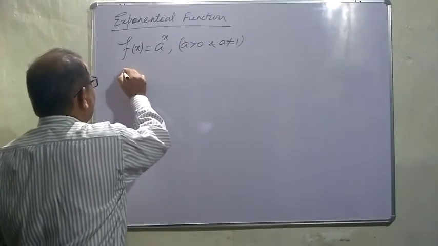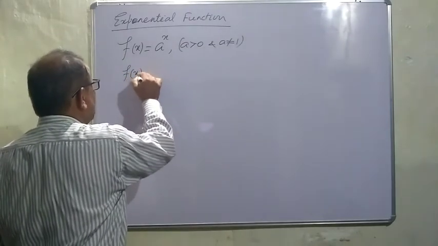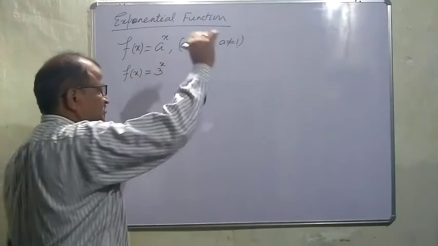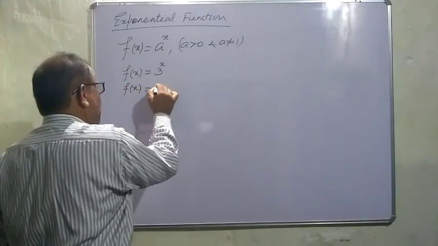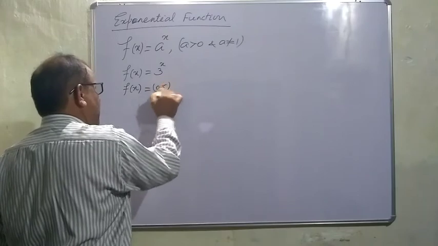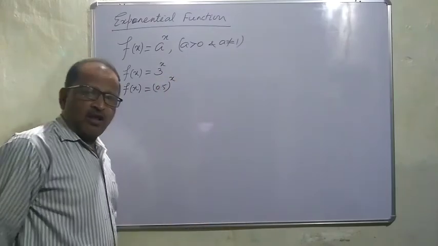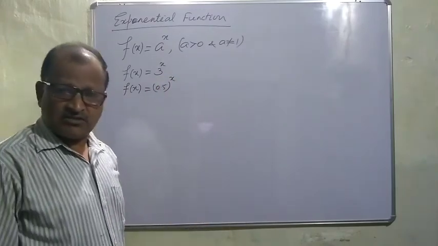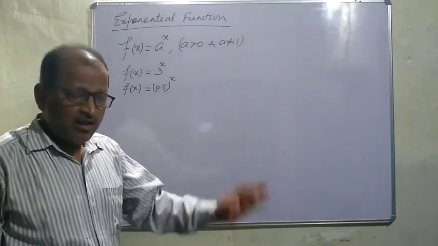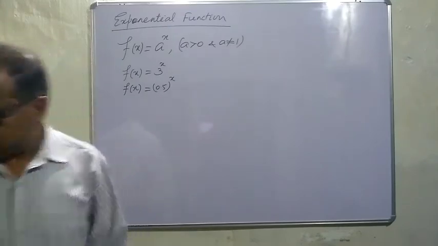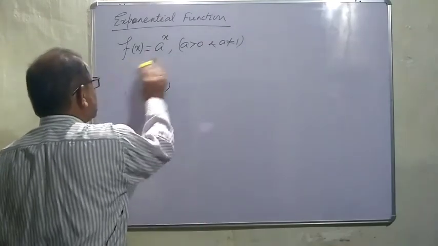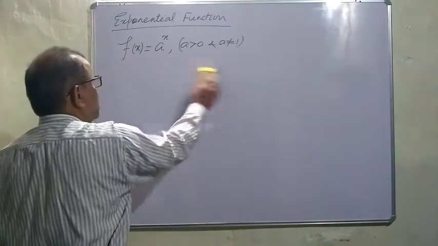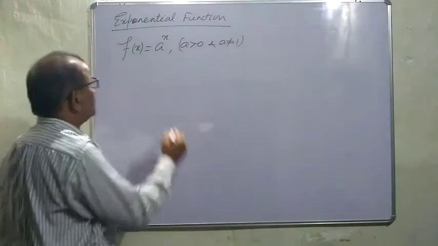For example, f(x) is equal to 3 to the power x. f(x) is equal to 0.5 to the power x. These are all exponential functions. So, what will be its domain? What will be the domain of this function?